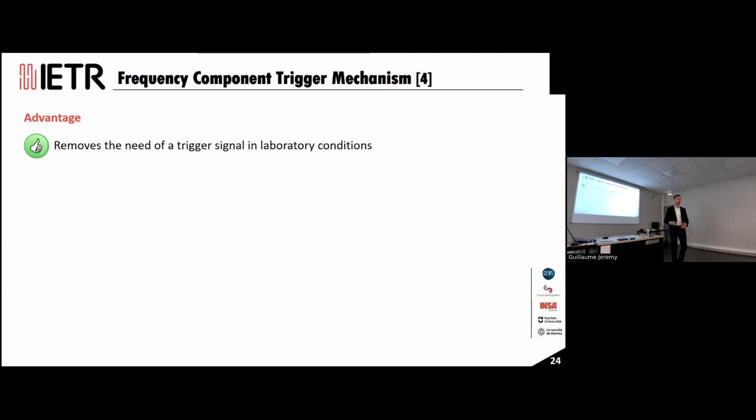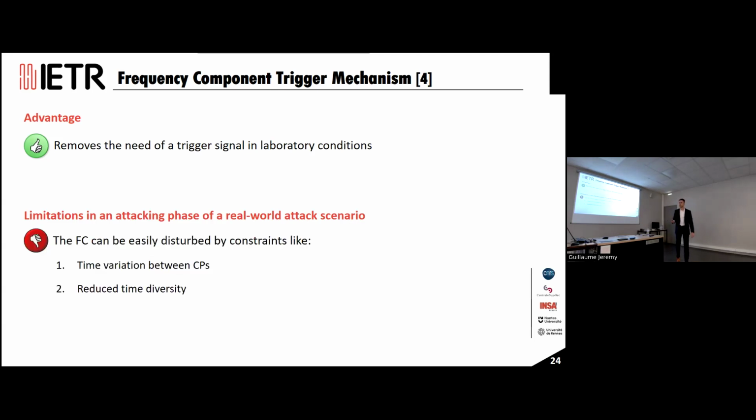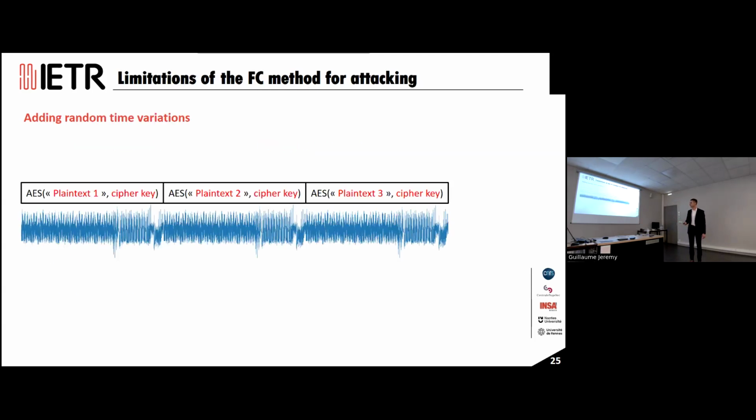So this method removes the need for a trigger signal in laboratory conditions, but it has some limitations when it comes to collecting traces in more realistic scenarios. And we are going to demonstrate this with 2 experiments where we add some constraints that could happen in a more realistic scenario. The first one consists of adding time variation.